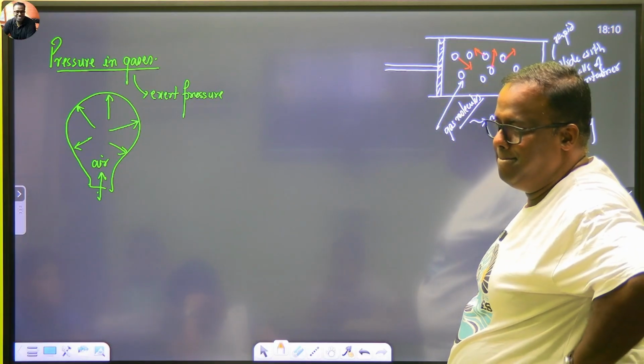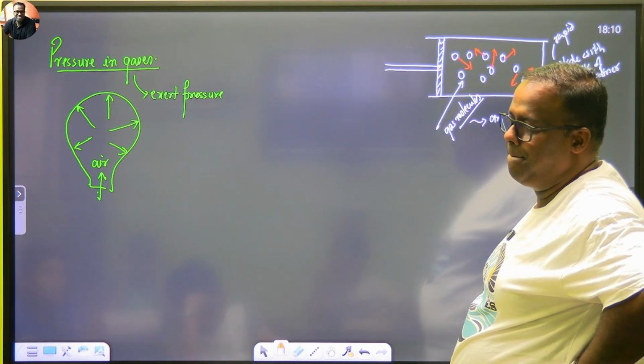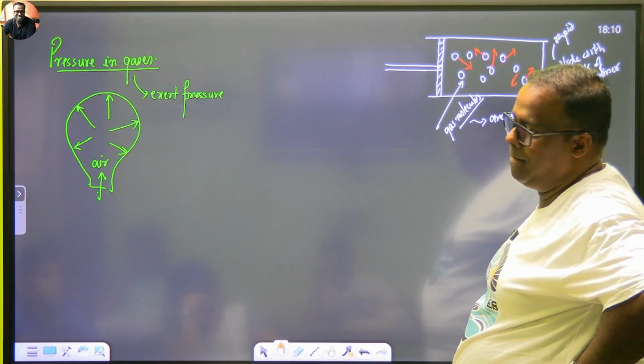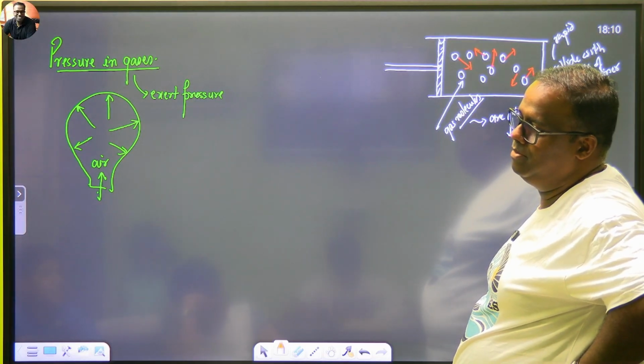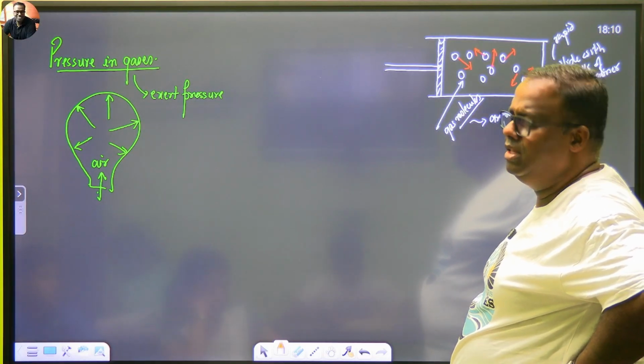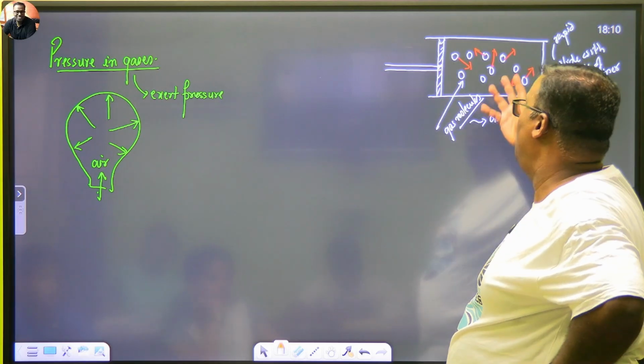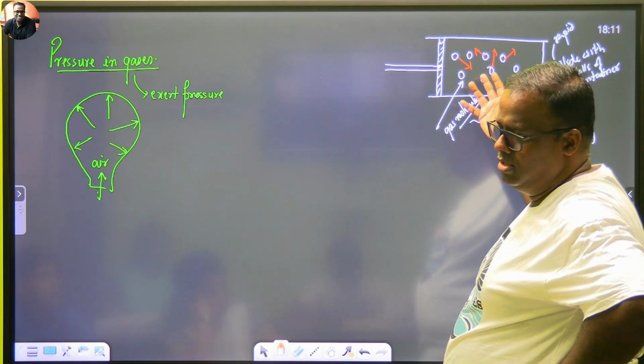With air, you said all the molecules move in a random motion. Random motion. So you can't actually say that they're moving in all directions. They're moving in all directions. There are so many molecules.